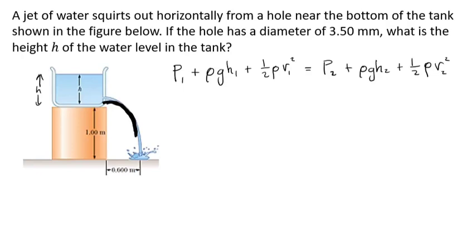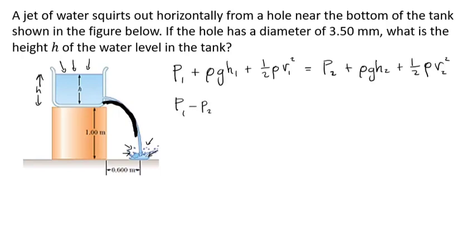Now to find this h, let's first break down the question. We can see that this water is exposed to the atmosphere, right? It's open at the top there. Then there's water at the bottom here as well, which is also exposed to the atmosphere. So P1 and P2 are just atmospheric pressure, and this will just cancel out. So what do we remain with?